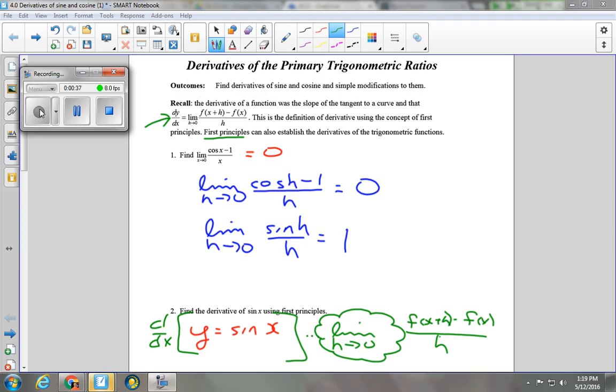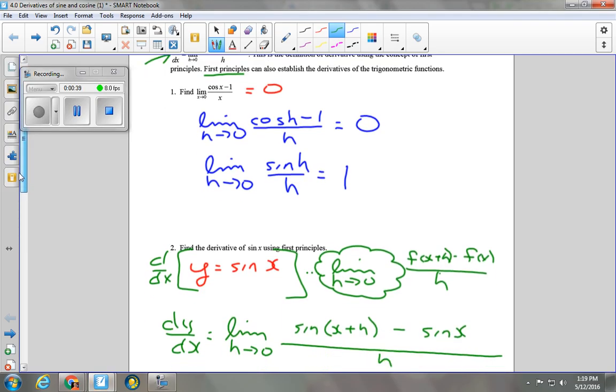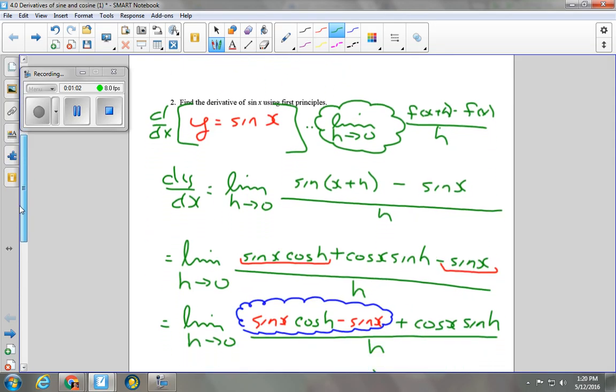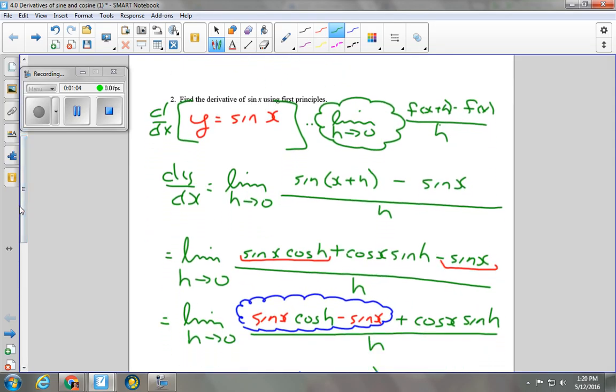Okay, I'm going to go pretty quickly through this part. We just need to remember a few identities to figure out what the derivatives will be. From last lesson, we showed that the limit as h approaches 0 of cos h minus 1 over h is equal to 0. We also showed that the limit as h approaches 0 of sine h over h is equal to 1. So we can use that, and we're going to prove what the derivative of sine x is.